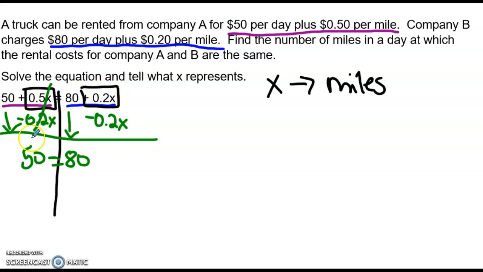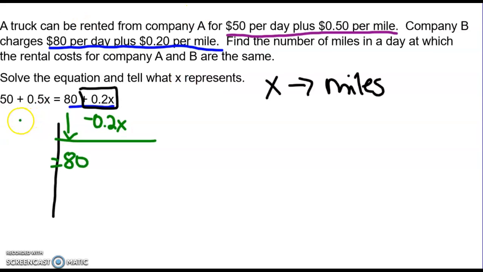Oh, wait, what did I just cross out? I'm losing it, y'all. 0.5x minus 0.2x does not cross out. I crossed it out on the wrong side. Sorry. Okay. So hopefully this makes you feel better in knowing that even teachers make mistakes.